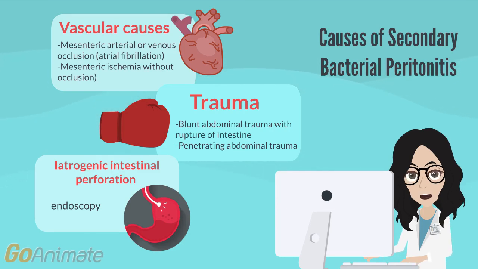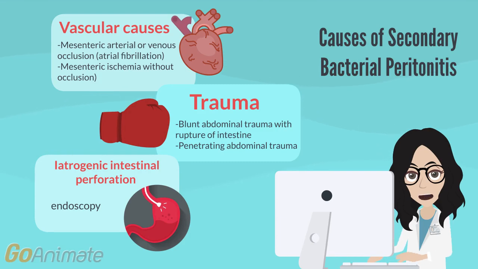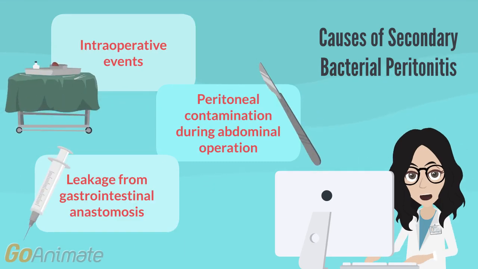Trauma could be a cause of secondary bacterial peritonitis, especially abdominal trauma with rupture of the intestine, also penetrating abdominal trauma. Iatrogenic intestinal perforation such as during endoscopy could result in secondary bacterial peritonitis. Surgery can result in secondary bacterial peritonitis in different ways, either by intraoperative events or peritoneal contamination during abdominal operation or leakage from gastrointestinal anastomosis.